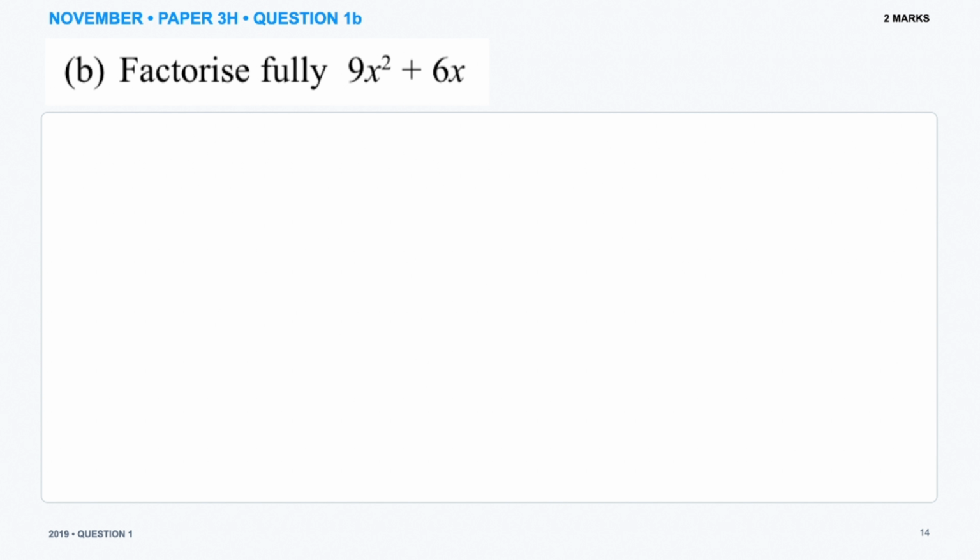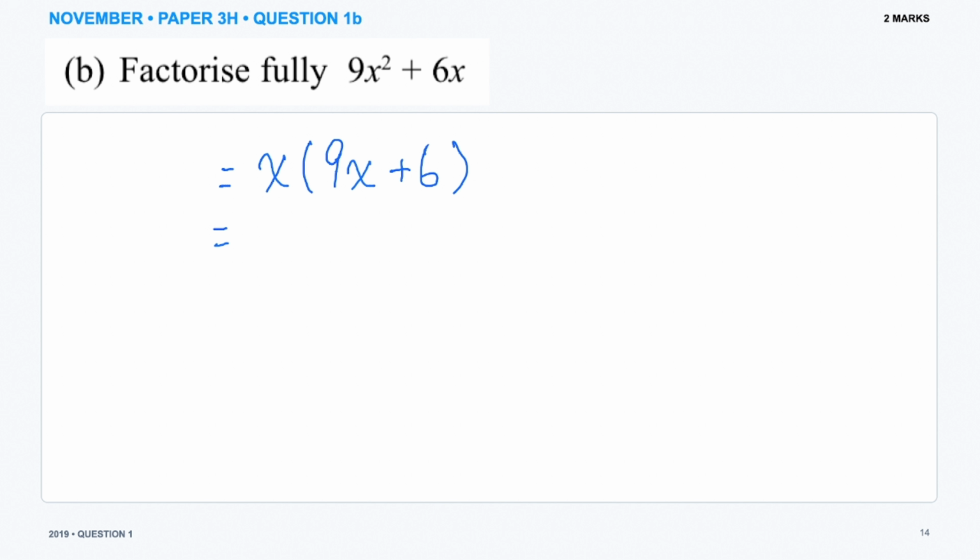For this question, we'll have to factorize fully this expression. So let's start. So first thing you can see that we can factorize out is obviously x, because they both have at least one x. So after we do that, we're going to get rid of x in each term. So we're going to have 9x left for the first term and 6 for the second term.